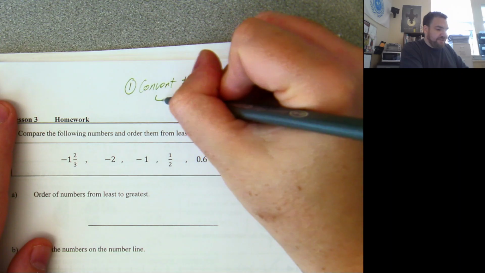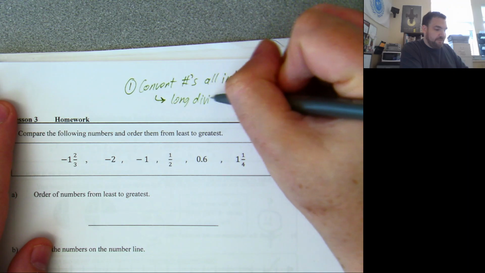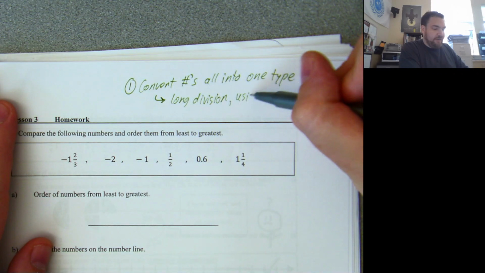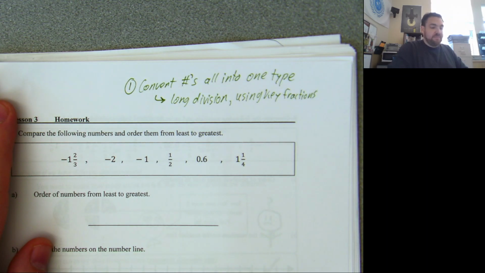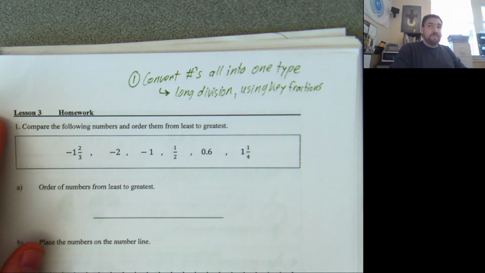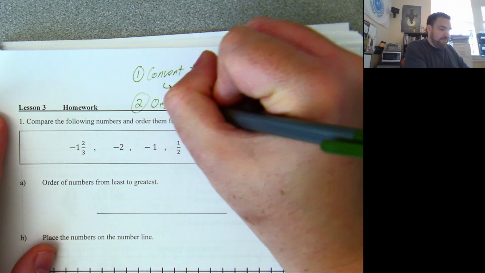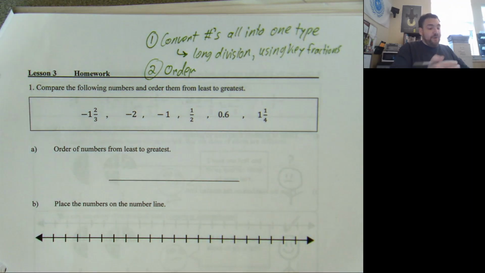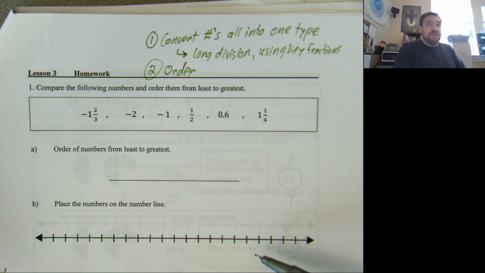The way we do this, long division is always an option, or using the key fractions I told you would be useful to memorize. And then order them. Once you've converted them and ordered them, then you're going to place them on the number line.